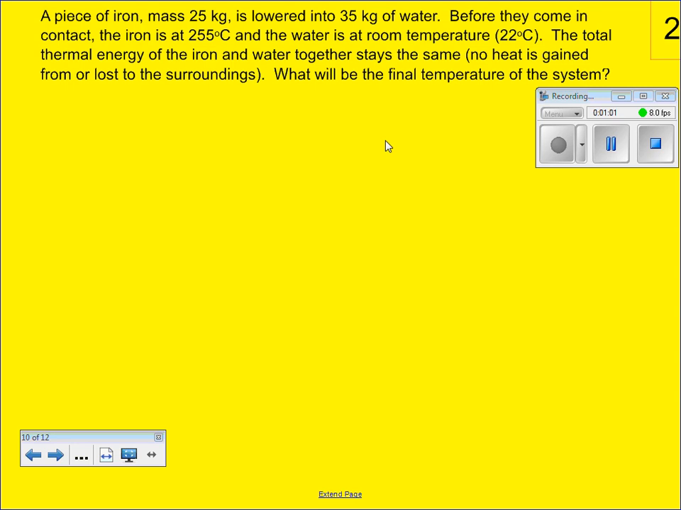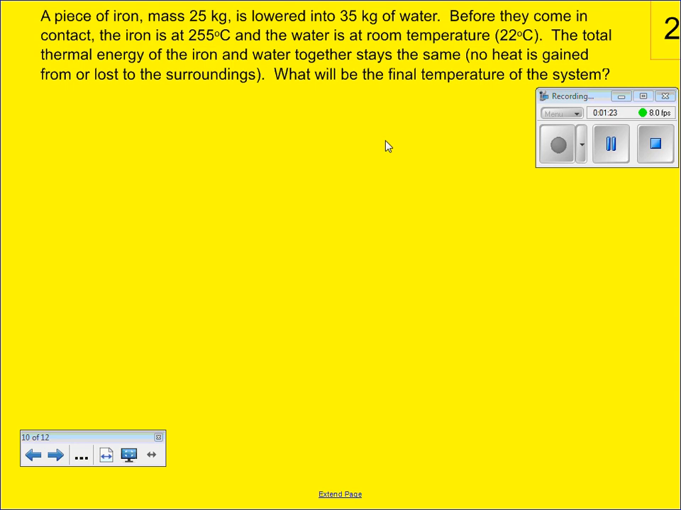And that's exactly what the principle of thermal energy exchange talks about. It says whatever heat comes out of the iron is going to go into the water. And heat always transfers from the hotter substance, higher temperature, to the lower temperature substance. So let's have a go at this.